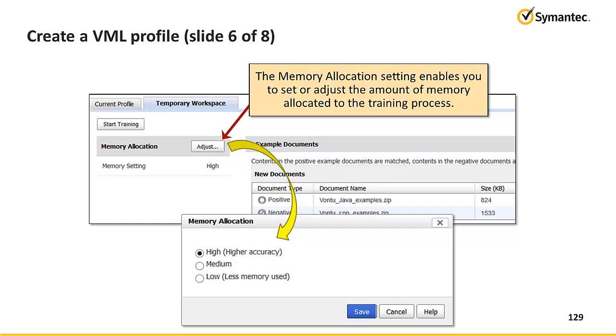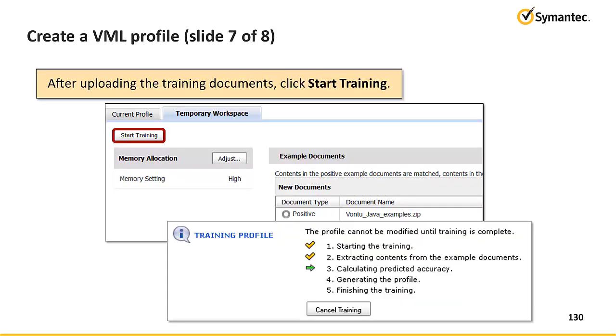Configure the Memory Allocation option to specify the amount of memory allocated to the training process that runs when you train on the positive and negative document archives. The more memory allocated to the system during the training process, the better the training results. After all the example documents have been uploaded, click the Start Training button to begin the training process.